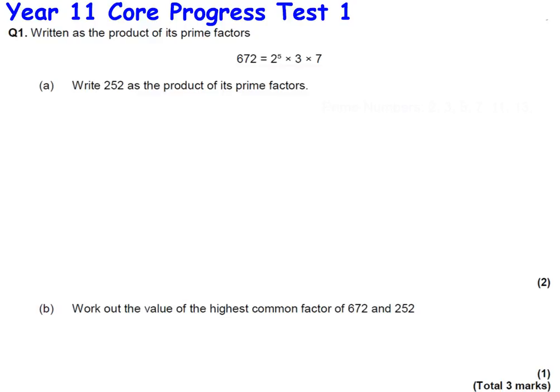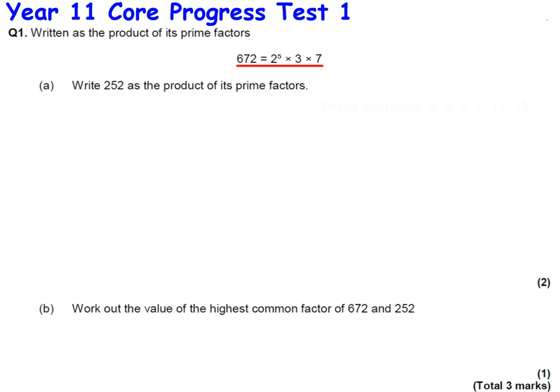Welcome to question 1 on the Year 11 Core Progress Test. Now question 1 is all about prime factor decomposition, being able to write a number as a product of its prime factors. Now they give you an example already, so 672 equals 2 to the power of 5 multiplied by 3 multiplied by 7. Now let's start by looking at question A.